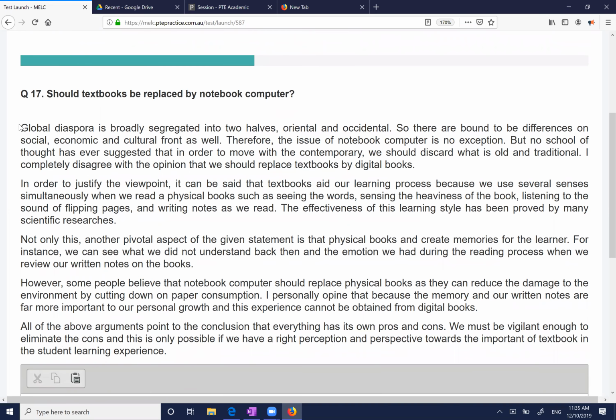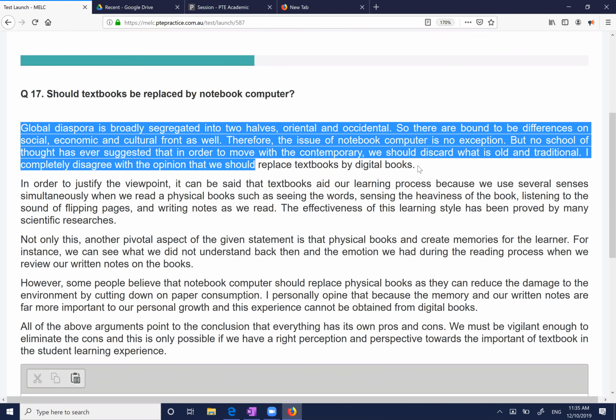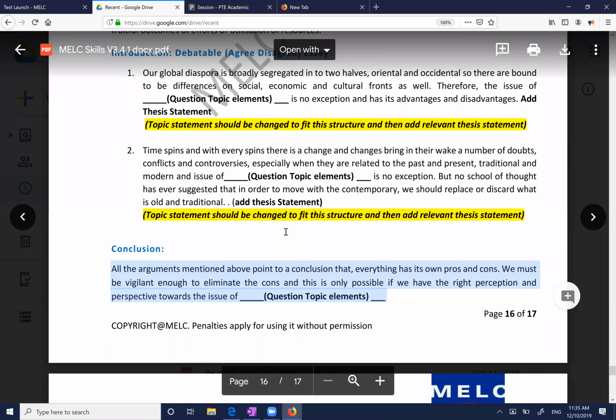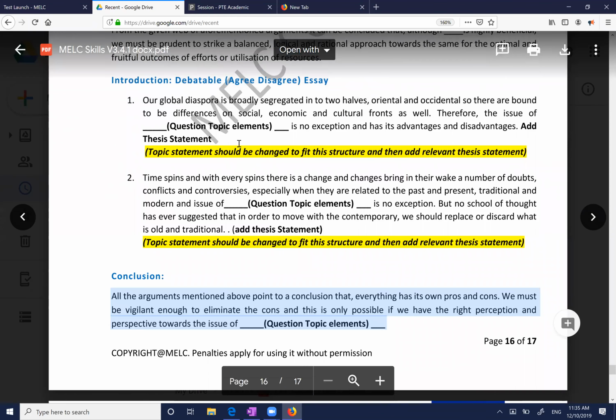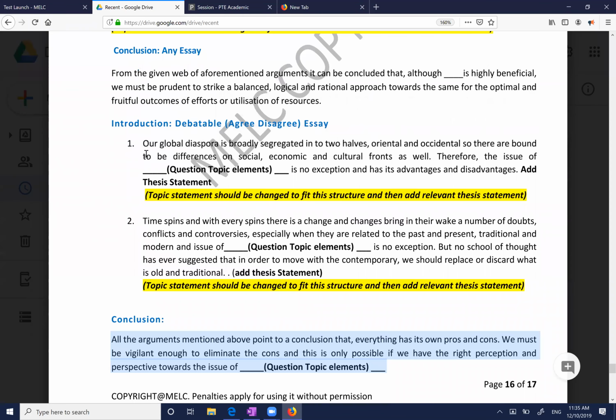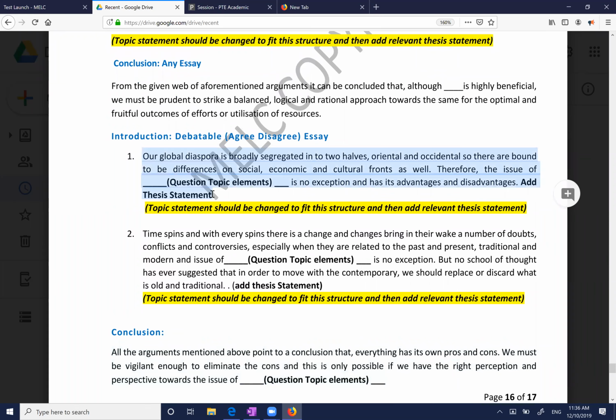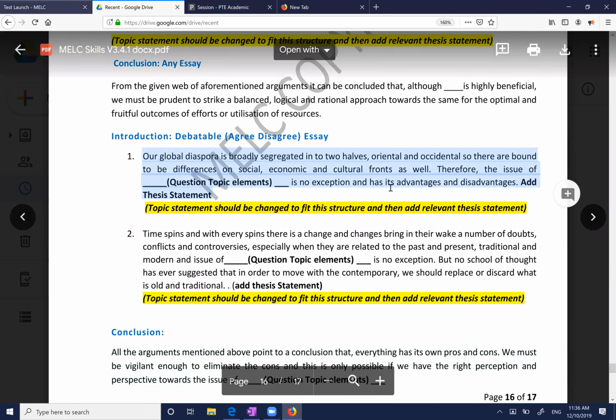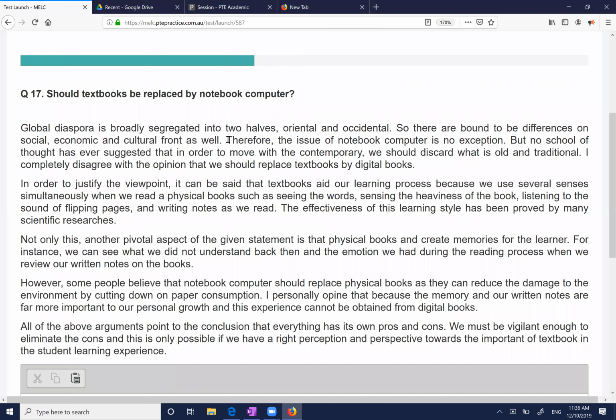Now you see, global diaspora is broadly segregated. I'll show that to you on the skills file. Under a debatable essay banner, we have this introduction. Our global diaspora is broadly segregated. Yes? Yes. So we have used this introduction. Everyone on the screen, please.